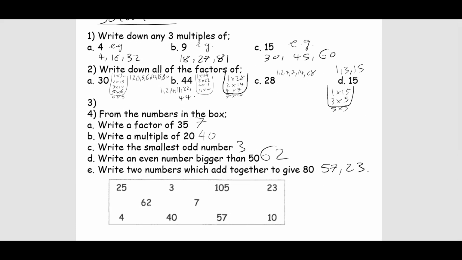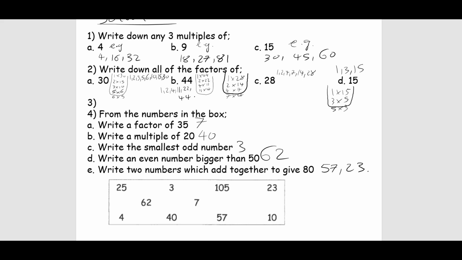So write down any three multiples of 4. I've said 4, 16, 32. Those are all numbers in the 4 times table. For the 9s, I picked 18, 27, 81. And for the 15s, I picked 30, 45, and 60.